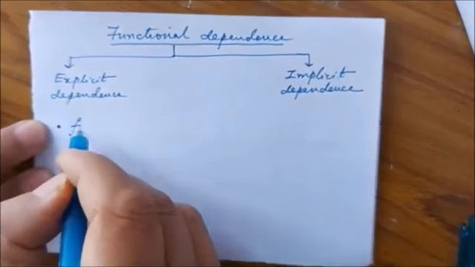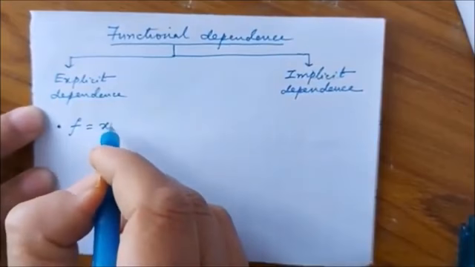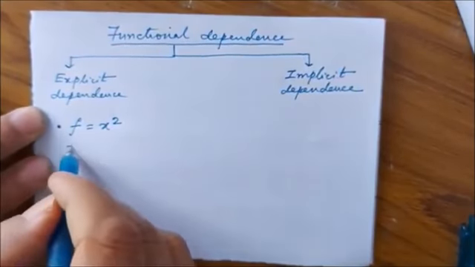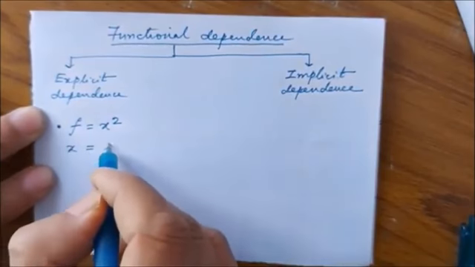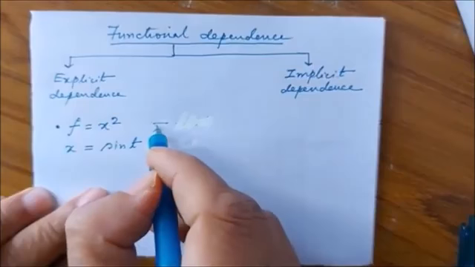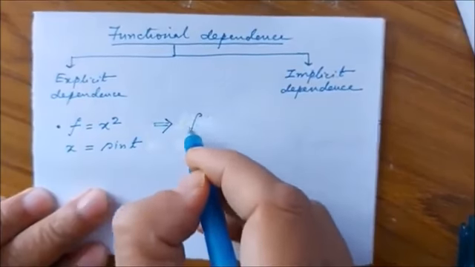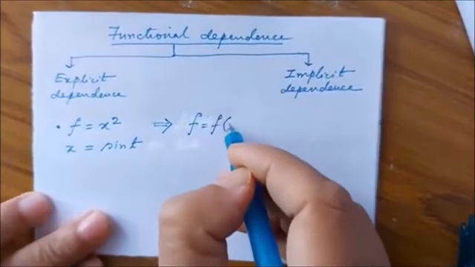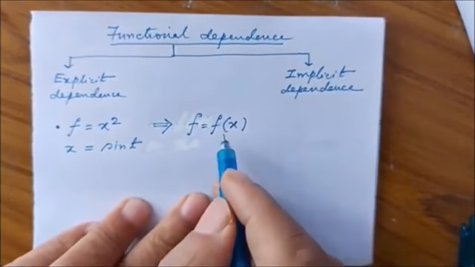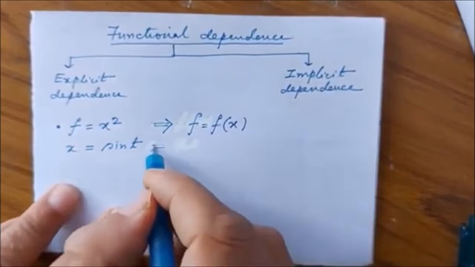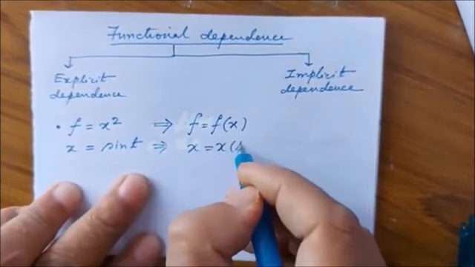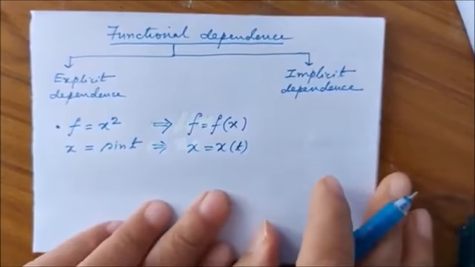Let us consider a function f expressed as f equal to x square, where x is, say, sine of t. It follows that f is a function of x. f is a direct function of x. And here too, x depends upon t directly.